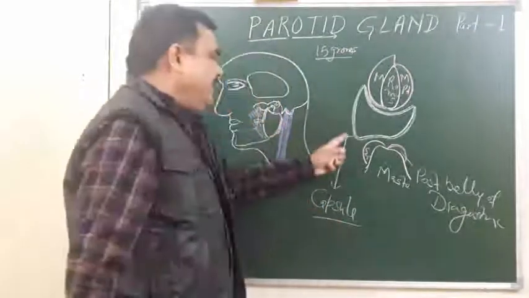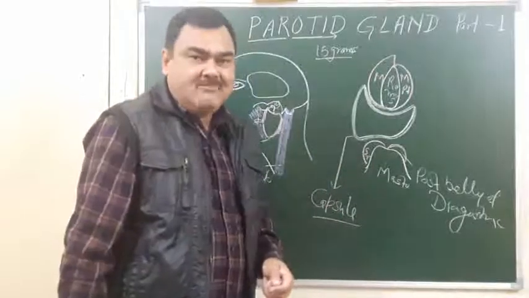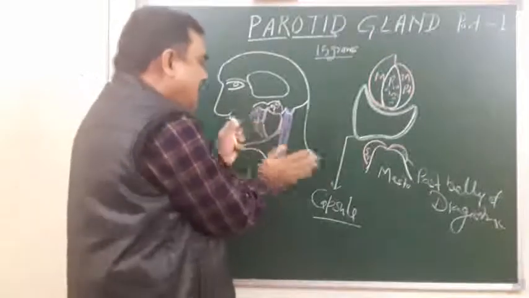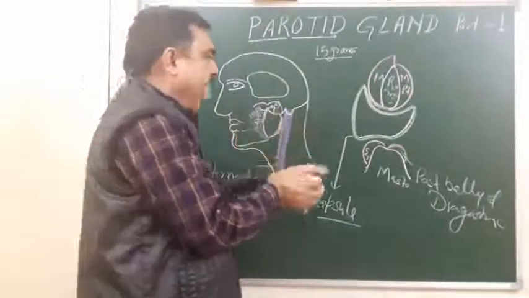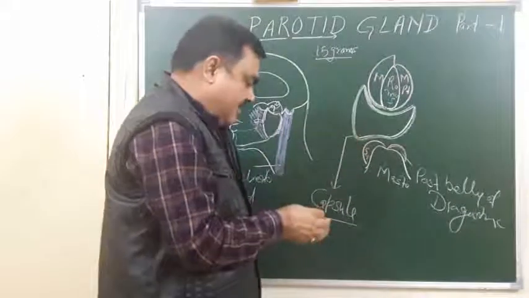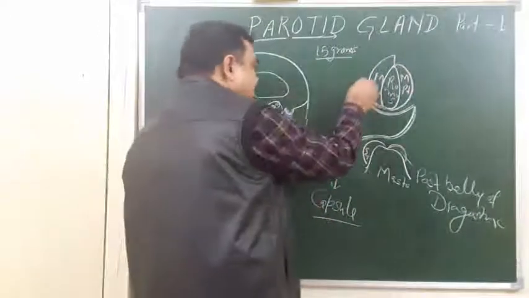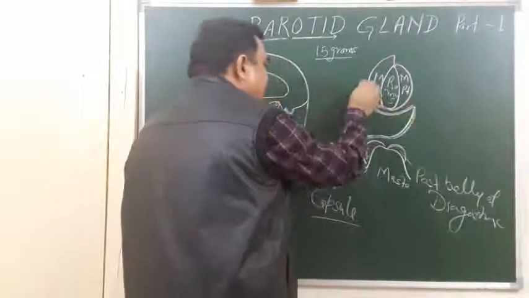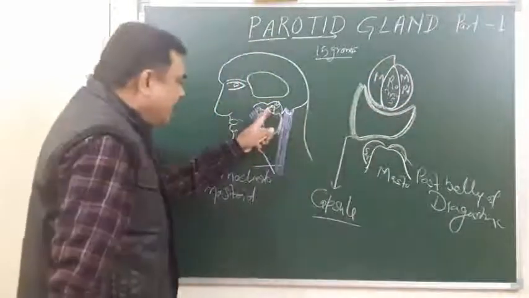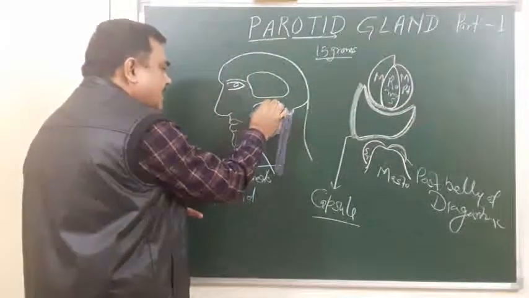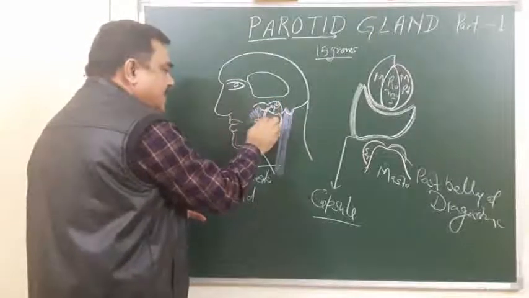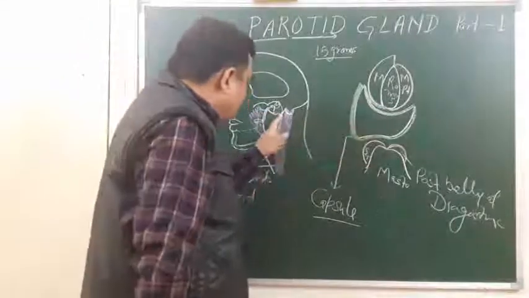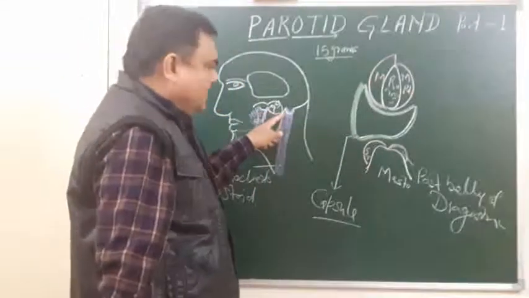The capsule is formed by investing layer of deep cervical fascia. So here investing layer of deep cervical fascia splits and covers the gland from both sides. Superficial layer is thick and this deep layer is thin. This superficial layer is attached superiorly with the zygomatic arch, and this deep layer is attached with the styloid process.